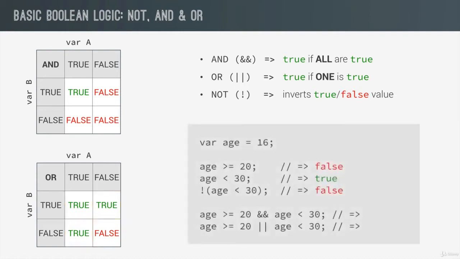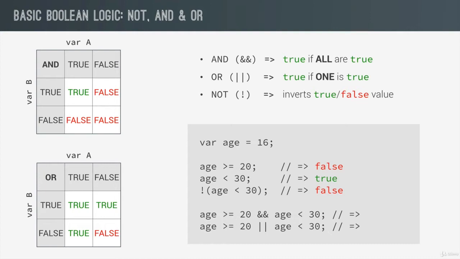So we start by defining a variable called age. Then we have age greater or equal than 20, which is of course false because 16 is less than 20. Then we have age less than 30, which of course is true. And finally, we have the not operator. So we know that age less than 30 is true. And we know that the not operator inverts the value. So not age less than 30 is of course false.